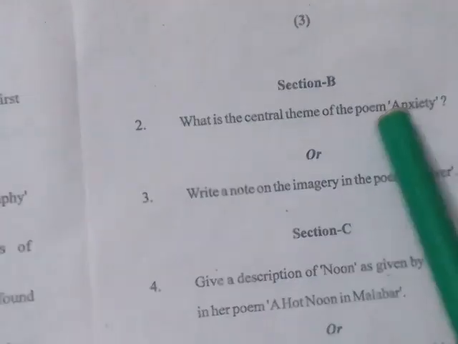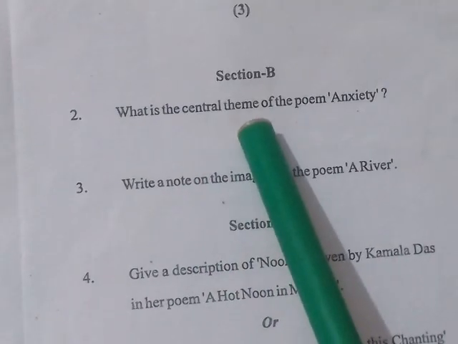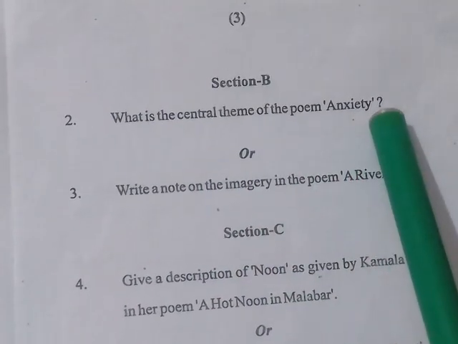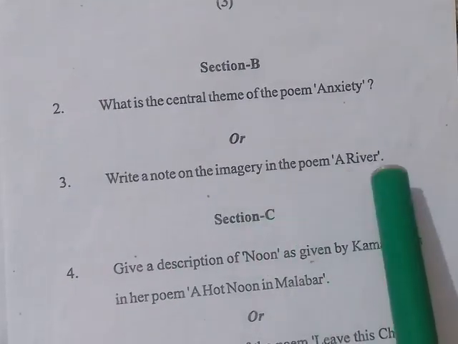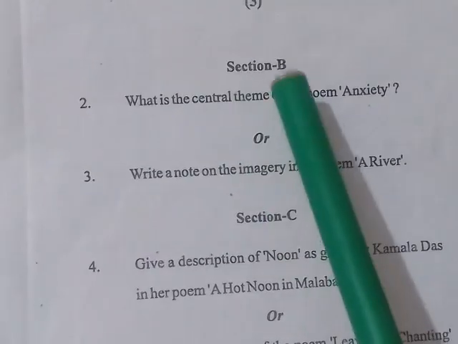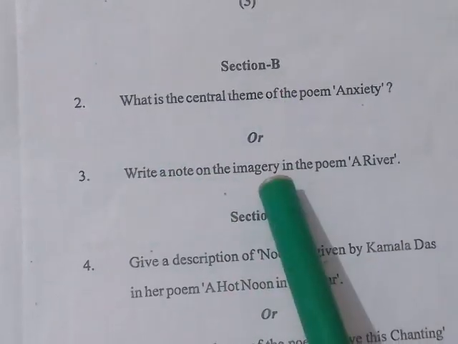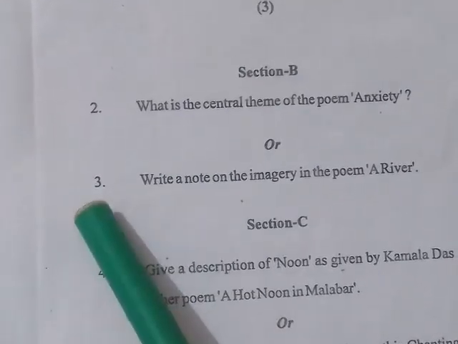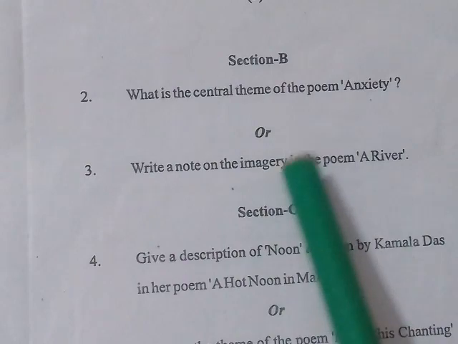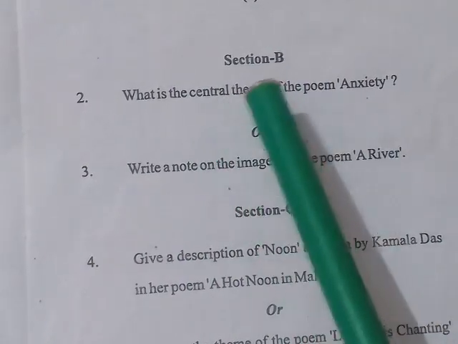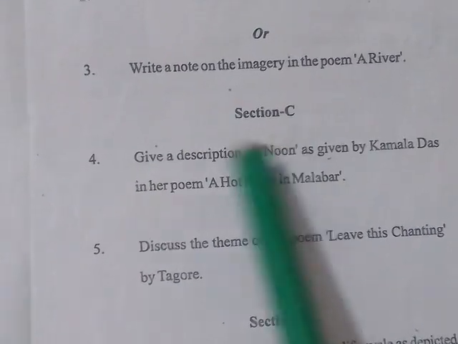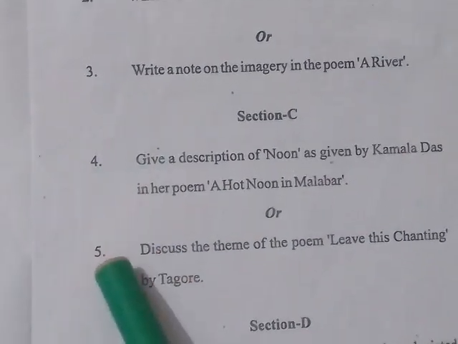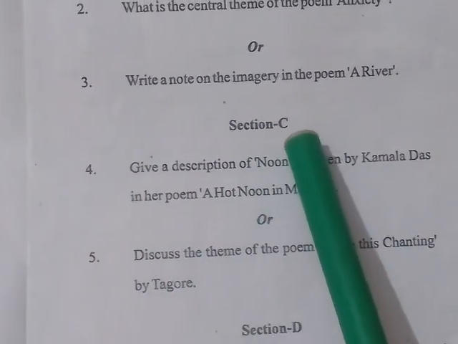Now Section B: what is the central theme of the poem Anxiety? Write a note on the imagery in the poem A River. You have been given an option here, question 2 or 3. You have to answer only one question from this Section B. And again another question, either 4th or 5th, from Section C.